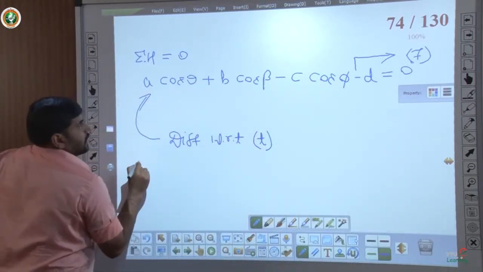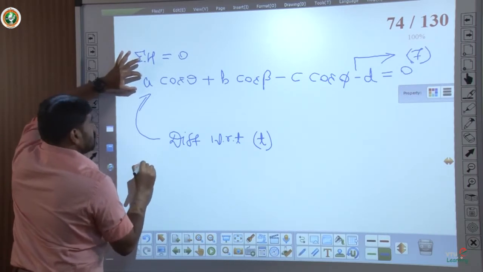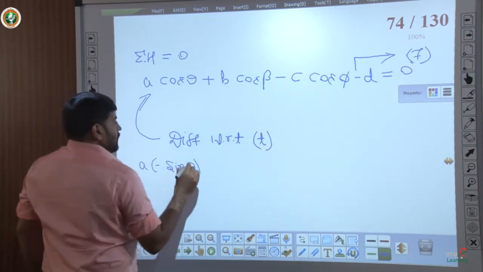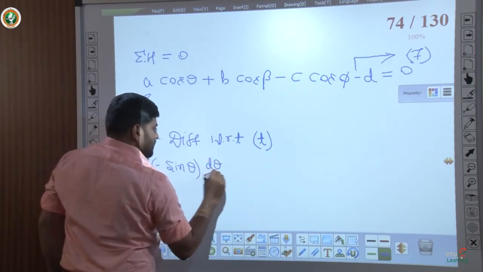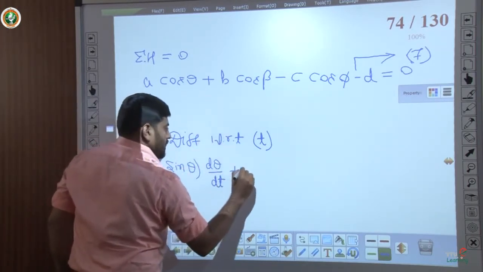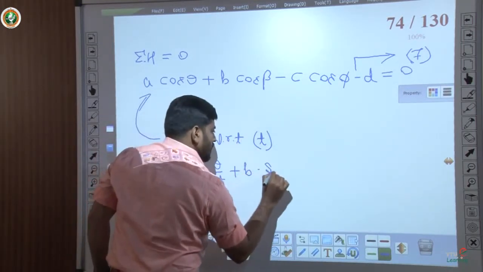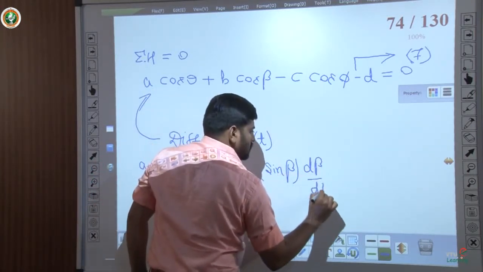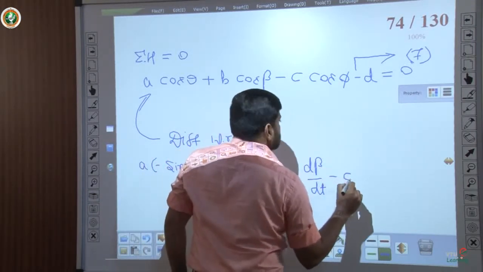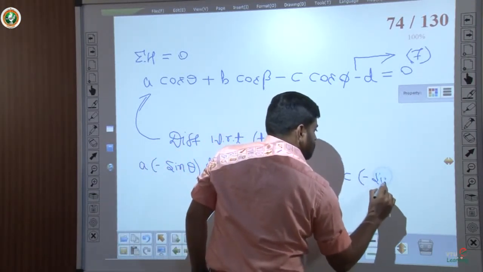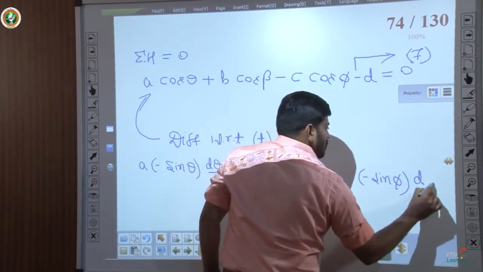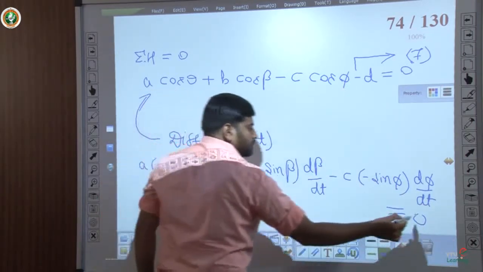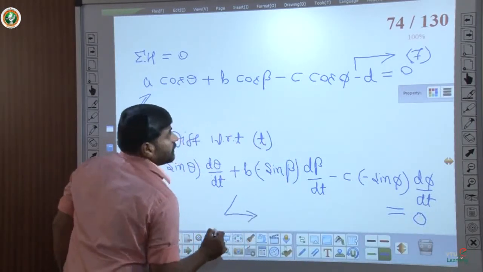So if I do that, A is constant, I will take it out. Differentiation of cos theta is minus sin theta, so differentiation of theta, that is d theta by dt, plus B is constant, differentiation of cos beta is minus sin beta, again we have d beta by dt. So here we have minus C, differentiation of cos phi is minus sin phi, again we have d phi by dt, differentiation of a constant is 0, so this will be equated to 0. Let us call this equation number 8.